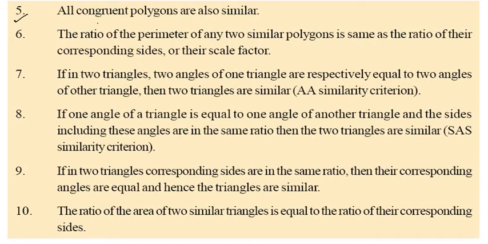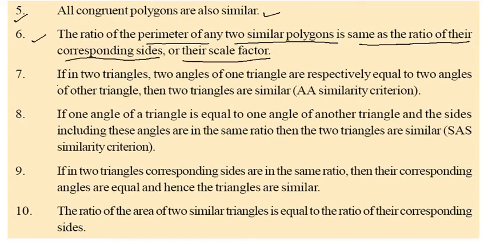Now fifth, all congruent polygons are also similar. Sixth, the ratio of the perimeters of any two similar polygons is the same as the ratio of their corresponding sides, their scale factor. Now, if in two triangles, two angles of one triangle are respectively equal to two angles of the other triangle, then the two triangles are similar. It is the AA similarity property.